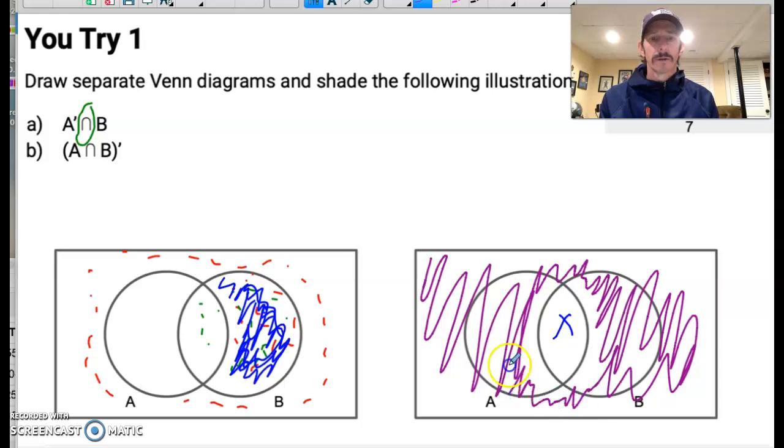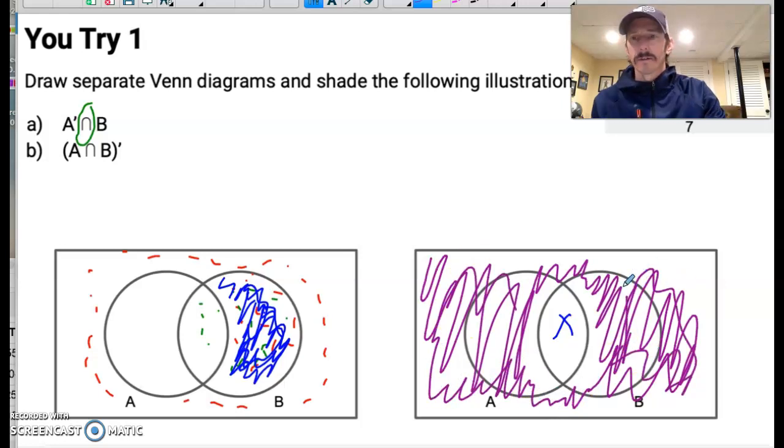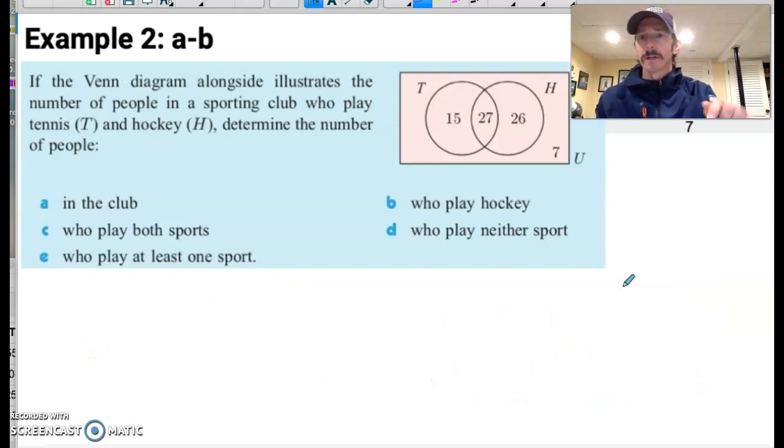Now some of you I know have better artistic skills than me, and so shading may be a little bit neater. But there you go. That's all I've got. All right, so now example, I'm going to do A and B, and you're going to do the rest for try me.